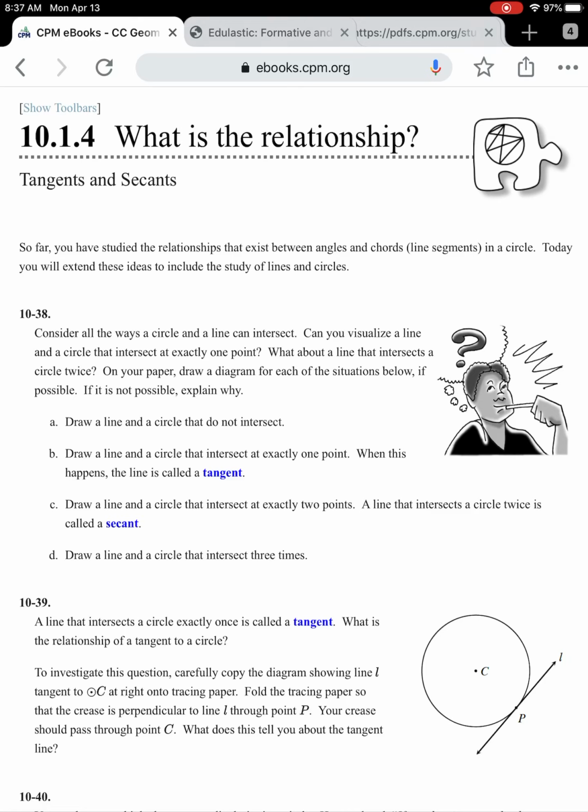And that's similar to what we've seen with chords. However, a secant line might keep going, where our chords were stopping right at the circumference of that circle. Hopefully nobody was able to draw a straight line that intersected that circle 3 times, because I think that would have really been challenging. That's actually not possible.